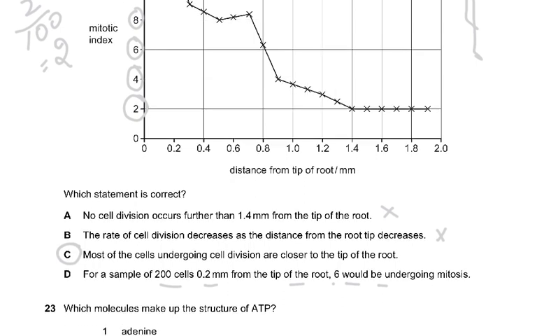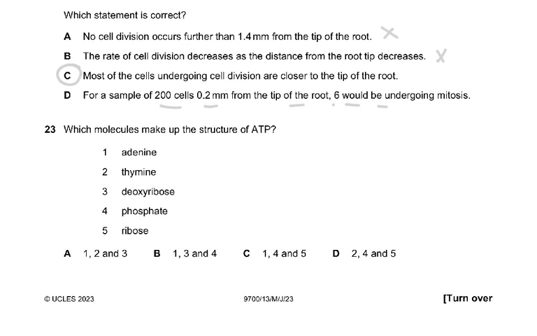Now coming to question number 23, which molecules make up the structure of ATP? Adenine, yes. Not thymine, no. Deoxyribose, no. Phosphate, yes, and ribose. So 1, 4, and 5. So that is C.